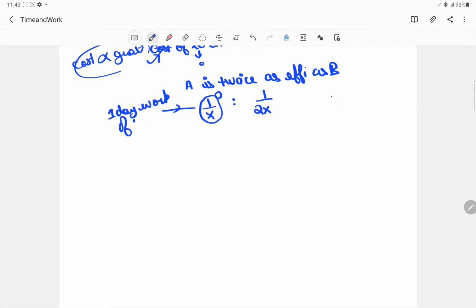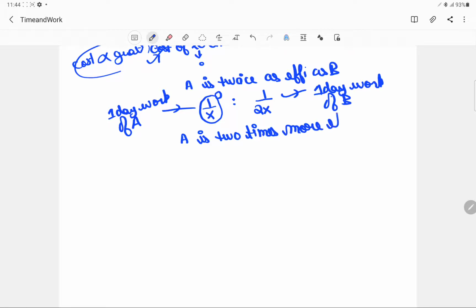One day work of A. So obviously the one day work of B would be half of that, and that is why we have divided by 2. If they say A is 2 times more efficient, okay, something like this, 2 times more efficient, it means 2 times more than whatever B is.